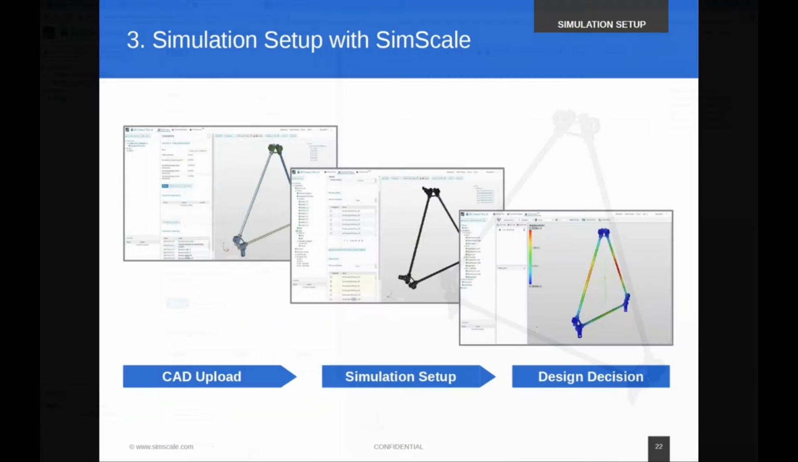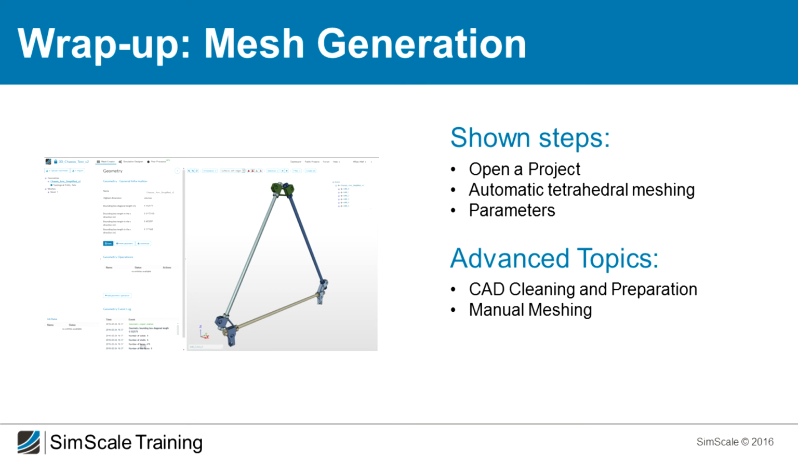Okay, let's do the quick wrap up. I just showed you how to upload a CAD model, or in this case, how to open and import a project. Then we performed automatic tetrahedral meshing with the parameter for fineness of 3, which is moderate, and a first order mesh. An advanced topic here would be everything related to manual mesh setup. For example, you could theoretically choose, instead of this automatic operation, a manual operation with refinements.